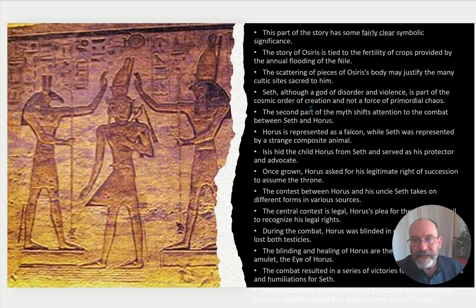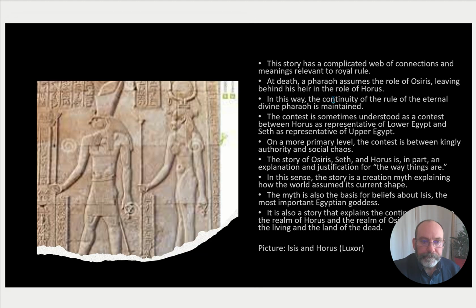There are a few other details in that. There's some more graphic parts that I've left out for you. But that's where they get the story of Osiris being tied to the fertility of crops provided by the annual flooding of the Nile. So they just put all these things that are important to their survival into their mythology. And this just tells a little bit more about the Isis and Horus account of the battle.